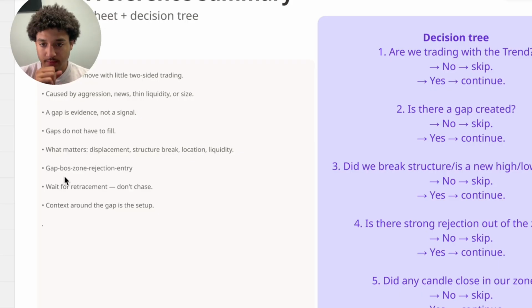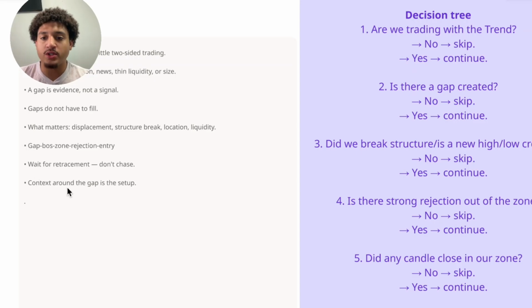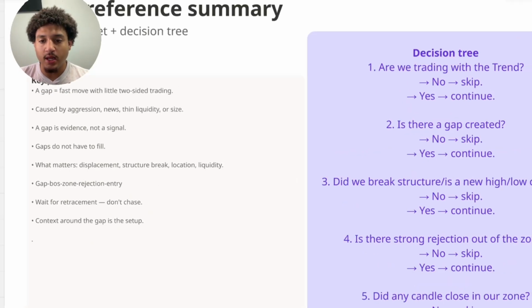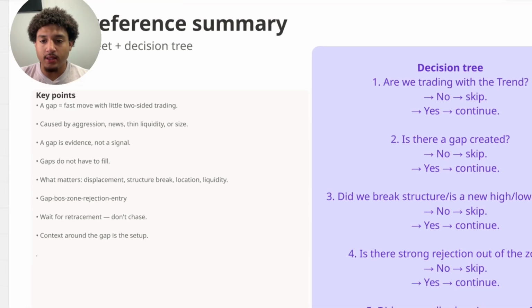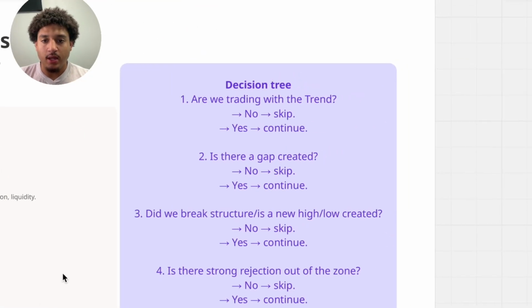Straight like that. We want to wait for a retracement. Do not chase the move. We never want to chase. Context around the gap is the setup, once again. Now, decision tree.